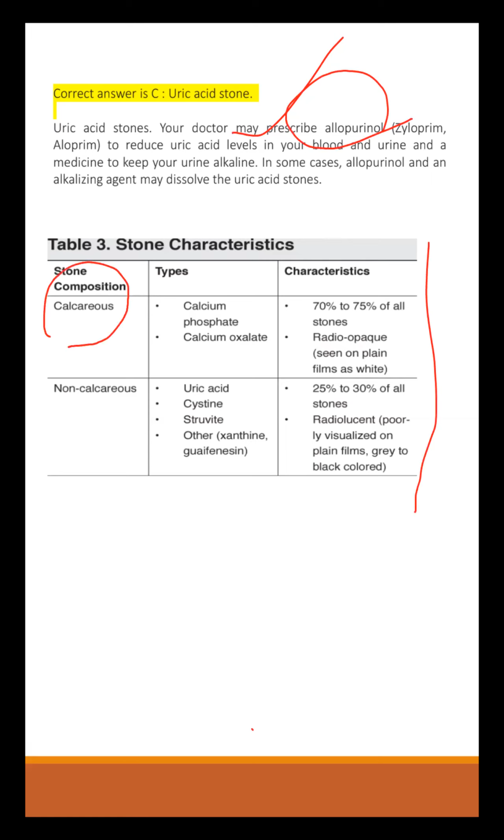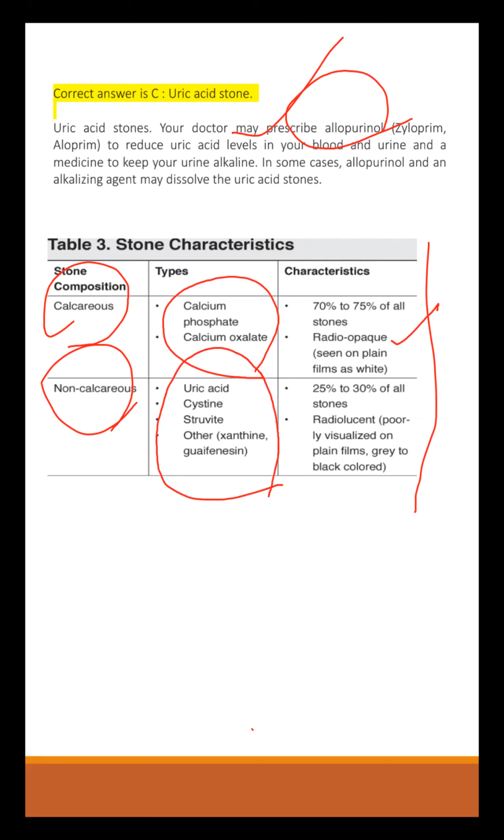Stones can be calcareous or non-calcareous; the stone could be calcium deposited or non-calcium deposited. Calcium-deposited stones, like calcium phosphate and calcium oxalate, will be radio-opaque with hyperacoustic shadow. But non-calcareous stones, like uric acid, cystine, struvite, and xanthine, are radiolucent, not radio-opaque. It's lucent, so it's a hypoacoustic shadow.